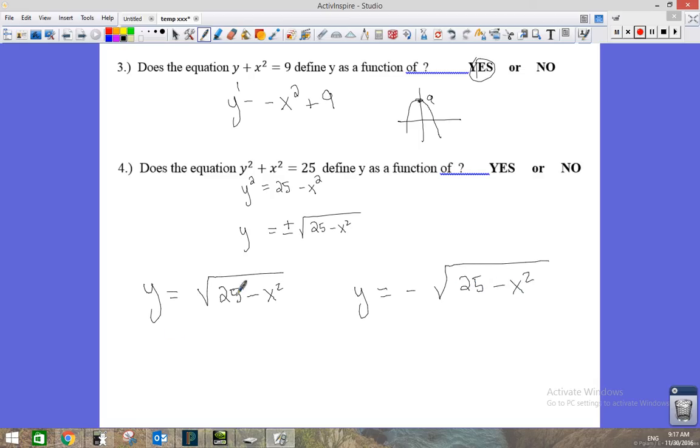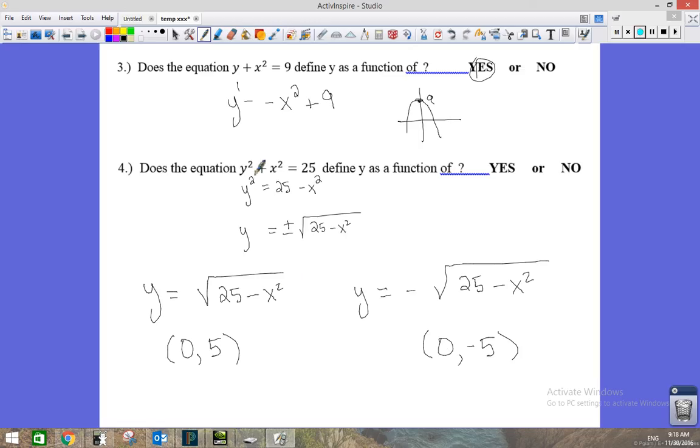So you can see over here, if we plug in 0, 0 squared is 0, and 25 minus 0 is 25, and the principal square root of 25 is 5. And over here, when you plug in 0, you're taking the opposite of that answer we just had, -5. So 0 is related to more than one y value. 0 is related to 5. 0 is also related to -5.